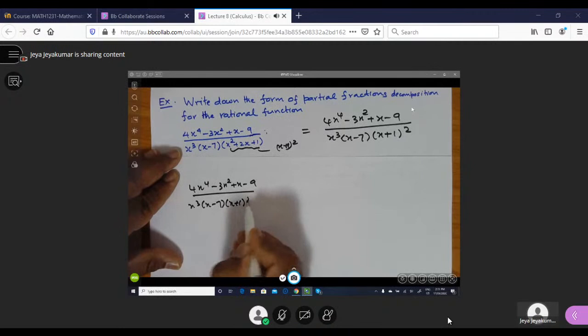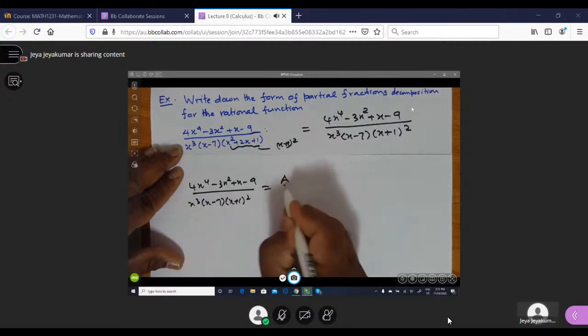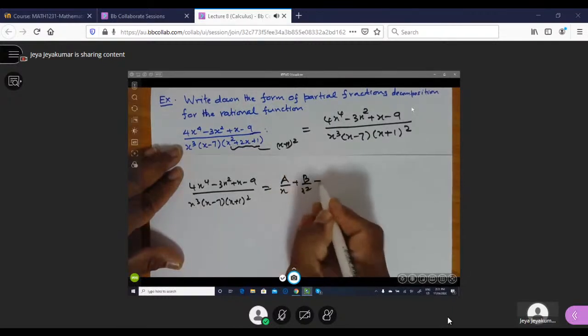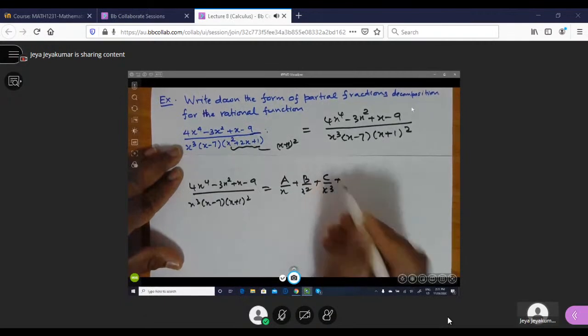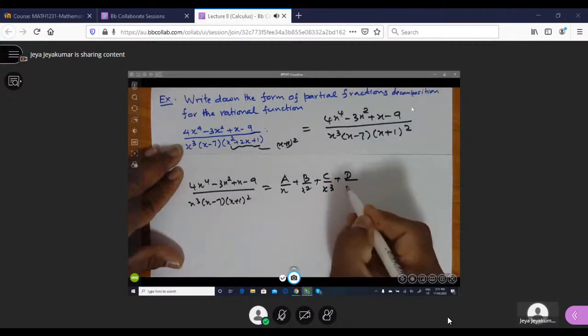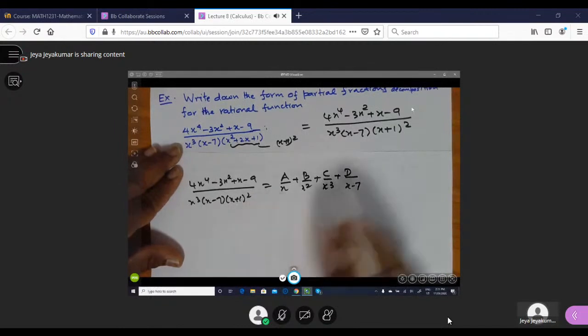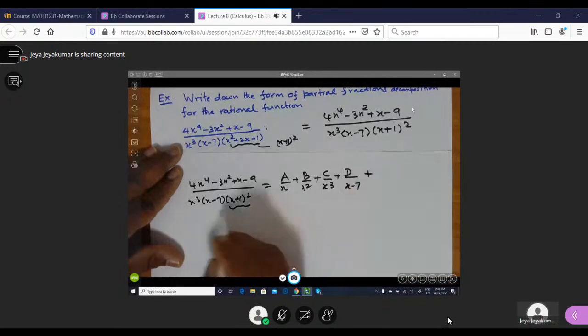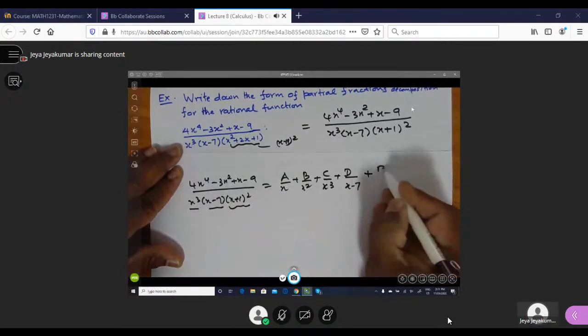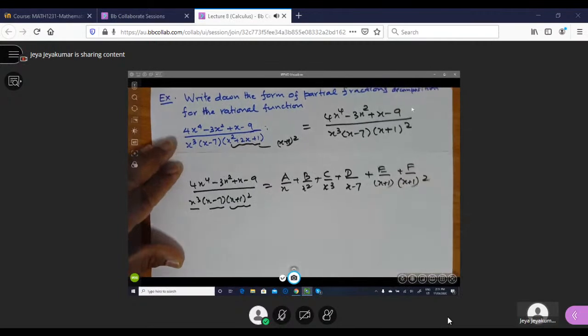Now, your x cubed means x minus 0 cubed, right? That's the linear factor repeated 3 times. So you already have 3 terms: a over x, b over x squared, and c over x cubed. Okay. Now, x minus 7 is an unrepeated linear factor, right? So there's only one fraction corresponding to that. So that is d over x minus 7. Now, this one, the linear factor is repeated twice. So you're going to have 2 terms for this: e over x plus 1 and f over x plus 1 squared. So that's the decomposition there.